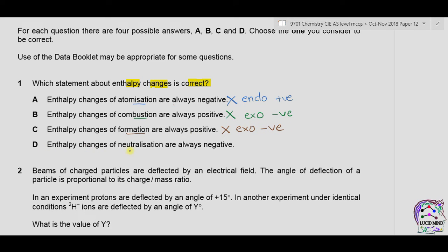Part D. Enthalpy changes of neutralization are always negative. In neutralization, acid and alkali react together to form salt and water. The reaction produces heat, so therefore enthalpy changes of neutralization is always negative as it is exothermic reaction. Correct answer is therefore D.